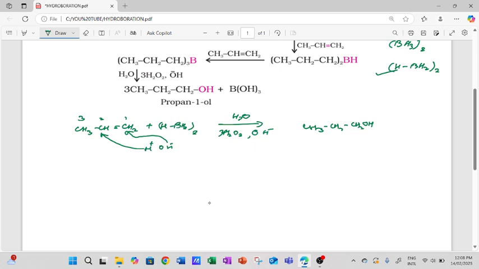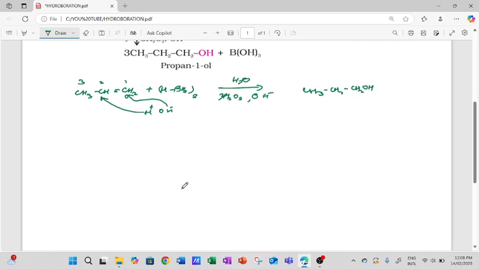But normally if you add water in the presence of an acid, we get propan-2-ol. It follows Markovnikov's mechanism. So today let's do the mechanism of this hydroboration oxidation in a detailed way. For that I'm going to write the mechanism in detail. CH3, CH double bond CH2 plus HBH2 twice. This is the diborane.